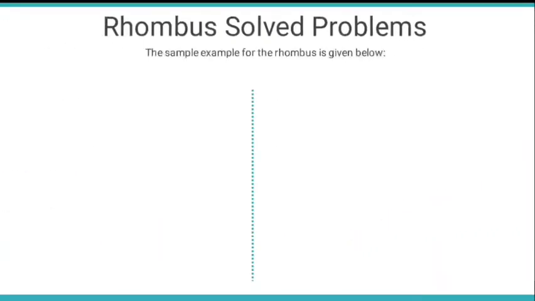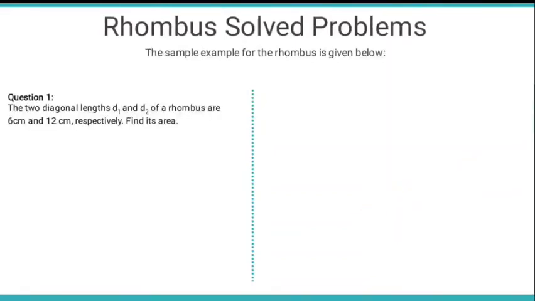Okay, here we will discuss rhombus solved problems. We have two questions. Question 1: the two diagonal lengths d1 and d2 of a rhombus are 6 cm and 12 cm respectively. Find its area.